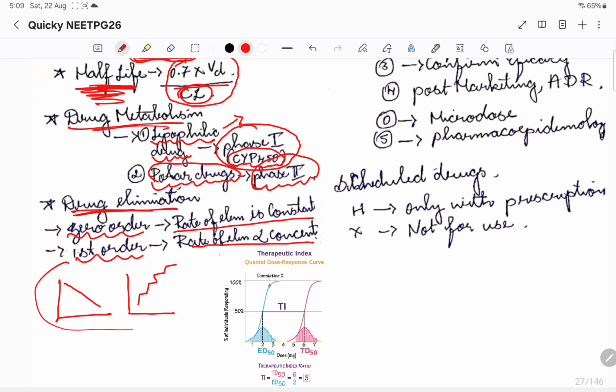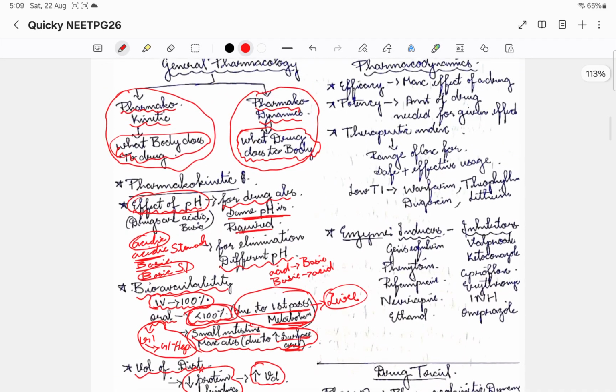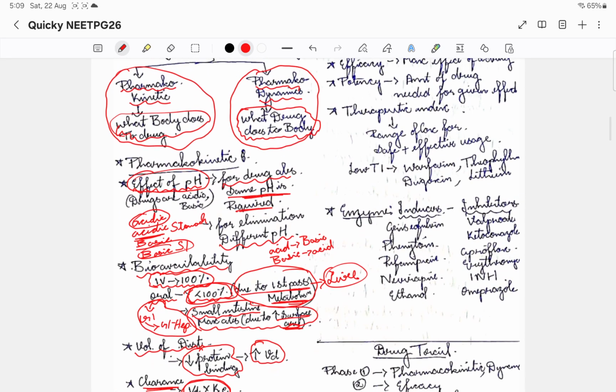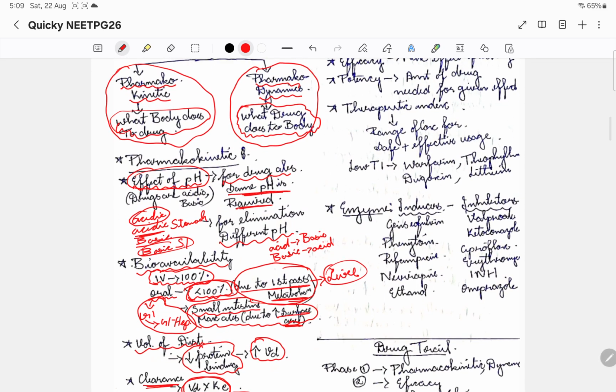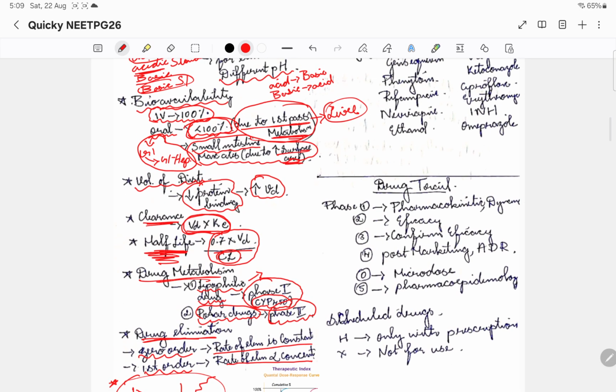So this is how the graph would look. Please go through Google and you will get the graphs of these two drug eliminations. Then these are the pharmacokinetics. This is what the body does to the drugs. All the absorption, elimination, all we discussed, right? This is what the body does to the drugs.